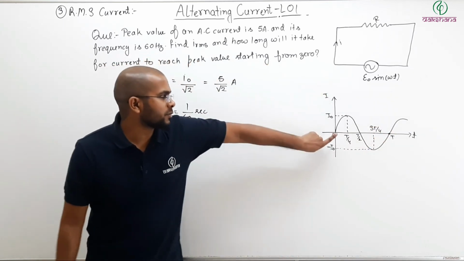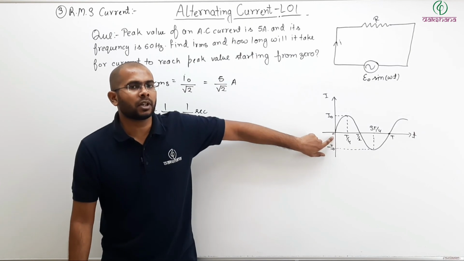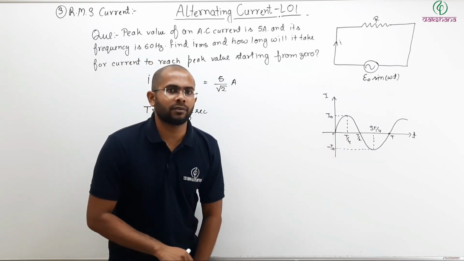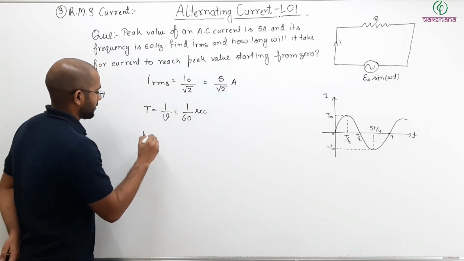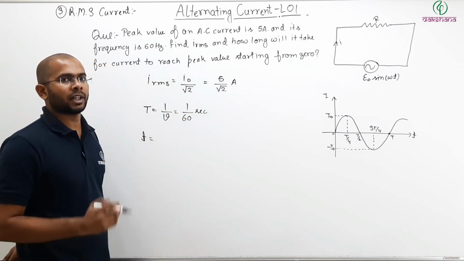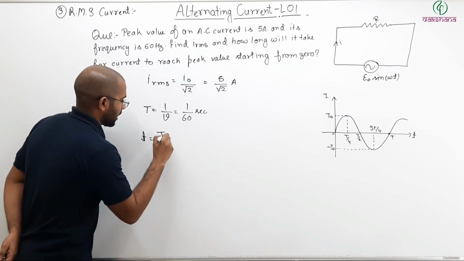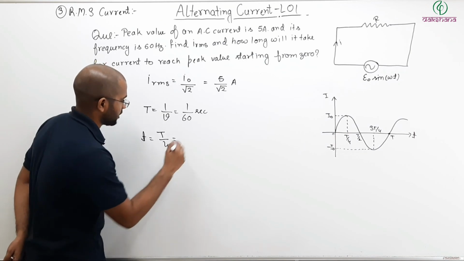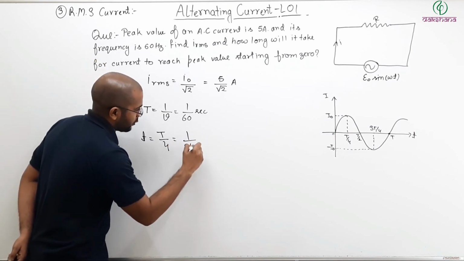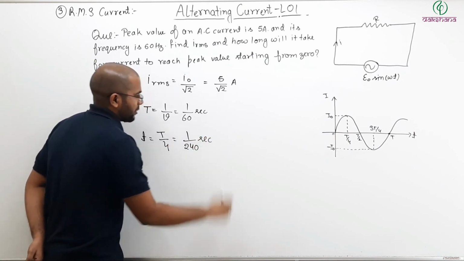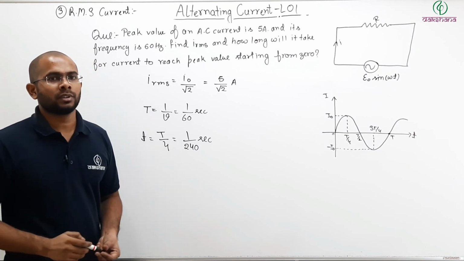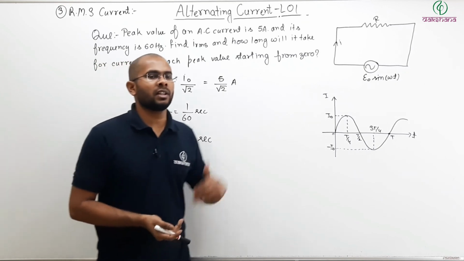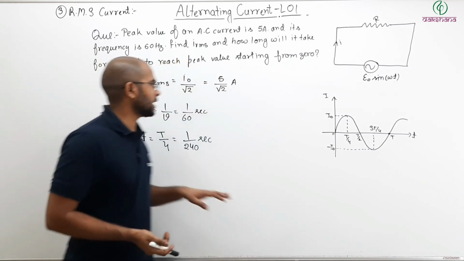So starting from 0, how long does it take for current to reach the maximum value? It equals the time period divided by 4. So starting from 0, how long will it take for current to reach the peak value? Capital T by 4. What is capital T? 1 by 60 seconds. So this will be 1 by 240 seconds. Meaning if I start from 0, it will take 1 by 240 seconds for current to reach the maximum value. Very easy question.